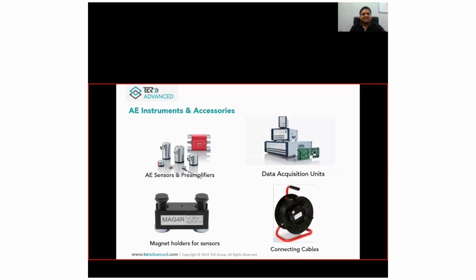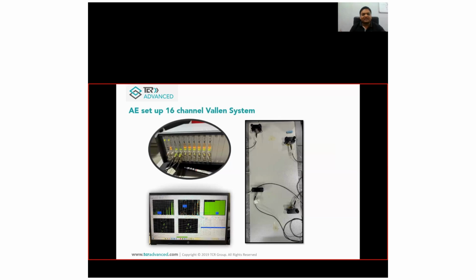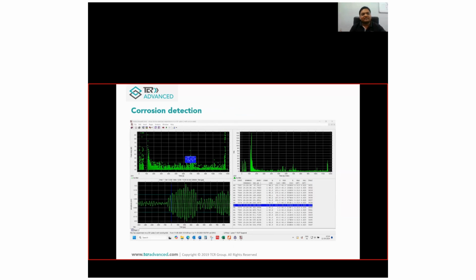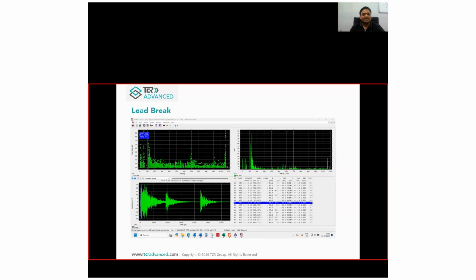These are the acoustic emission sensors with pre-amplifiers, then the data acquisition unit, magnetic holders, and connecting cables. These are some experimental data. I will show you the slides. For crack detection, there are different responses and different activities you can see in the tier diagram. For corrosion detection, there is a different pattern and different activities. Then this is lead break, because when a crack is at one location, it will reduce the amplitude.